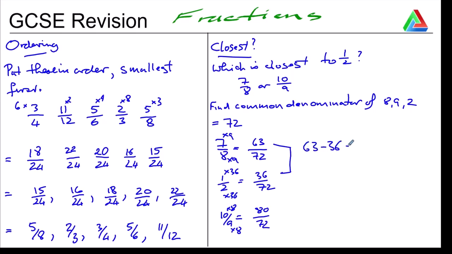Which one is closer to a half? Do a subtraction. 63 take away 36 is 27. 80 take away 36 is 44. Whichever one is smaller is closer. So 7 over 8 is closer to a half.